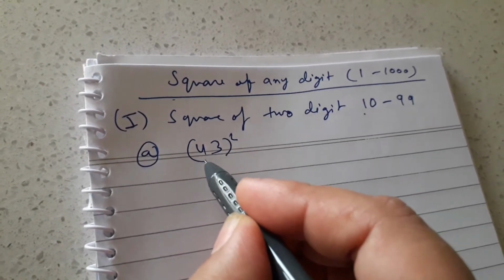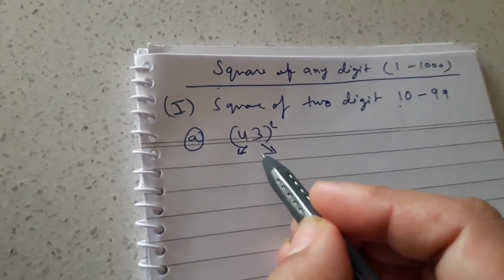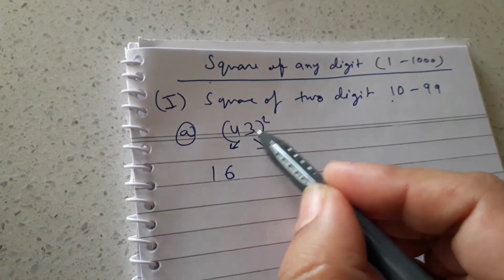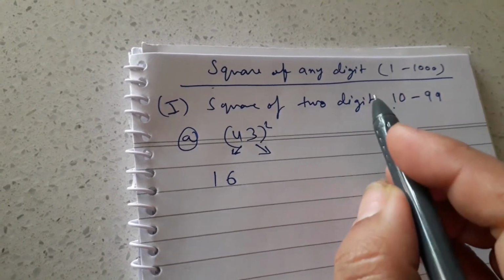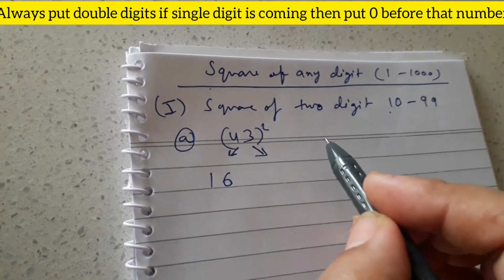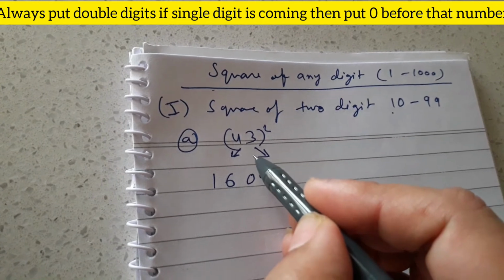First, take the square of 4. What is the square of 4? 16. What is the square of 3? 3 into 3, 9. But we will take double digits. Always take double digits. If you are getting a single digit, you have to add 0. So 09.